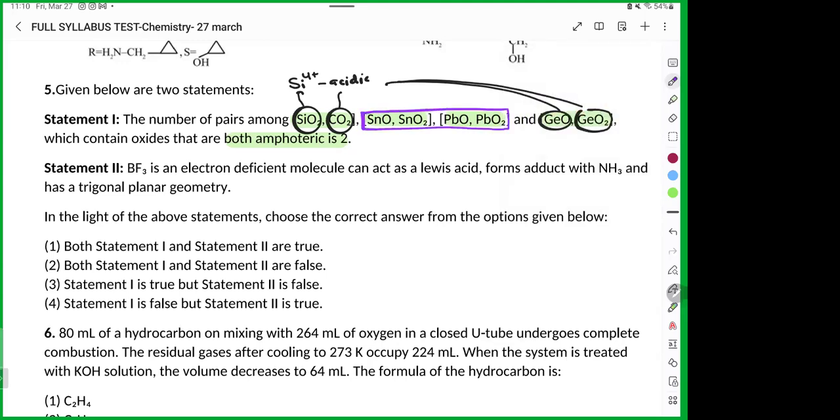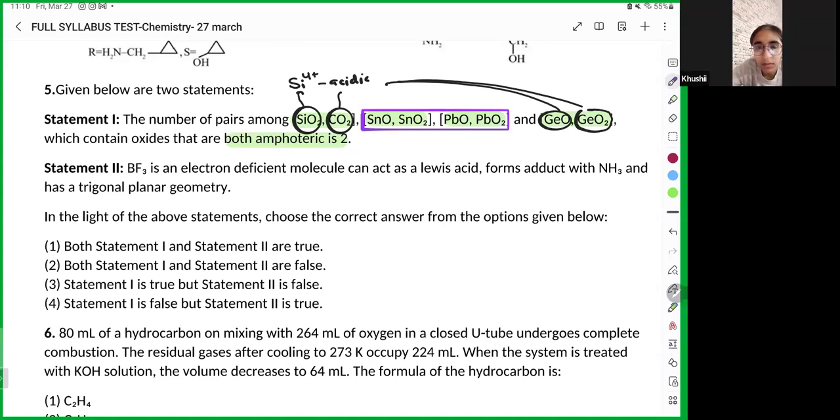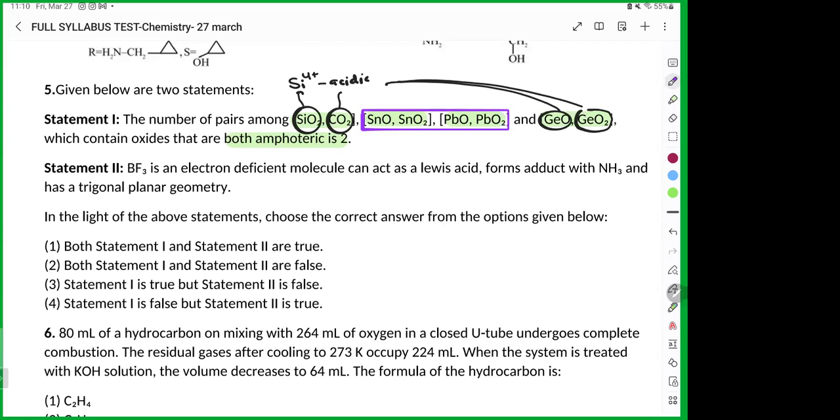Tin oxide and lead oxide in between are amphoteric in nature. Why? Sn and Pb lie below, and below, metallic character will increase. Metallic character increases, it means they try to become more basic. Let me explain this once again.